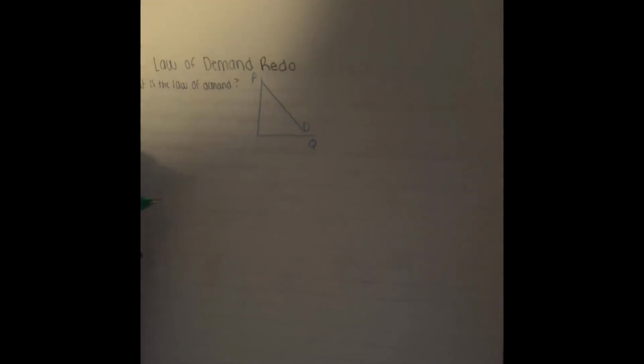To begin, what is the Law of Demand? The Law of Demand can be expressed with a graph showing quantity and price with a line having a downward slope. The Law of Demand says that the price of an item and the quantity demanded have an inverse relationship. This means that people will buy more of something when the price falls and vice versa.